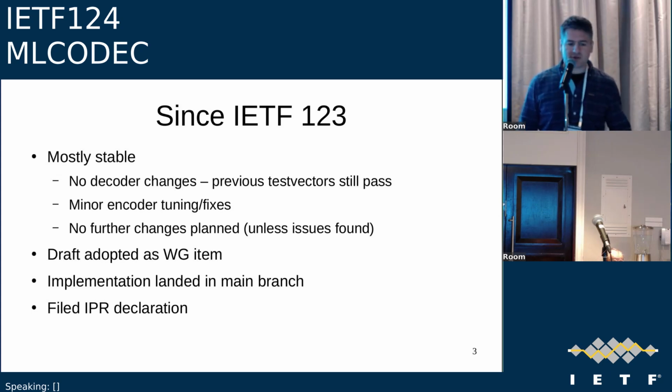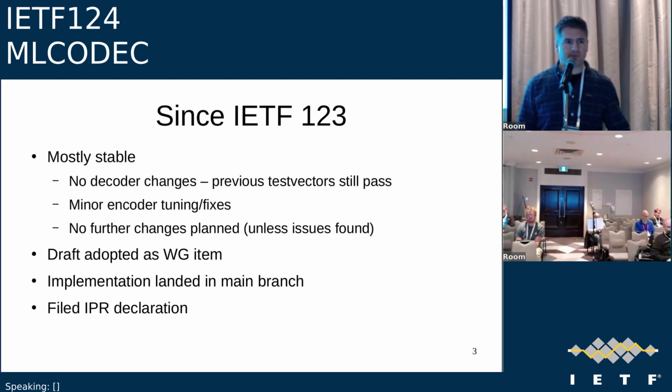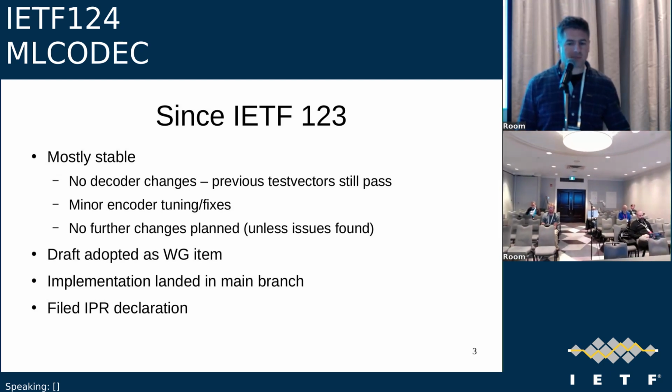Yeah, so also as a result of the draft being adopted, the code has also now landed in the main branch. So if you get Opus from the main branch of the repository, you compile and enable, it's called enable QEXT, and you will get this, so please test it.